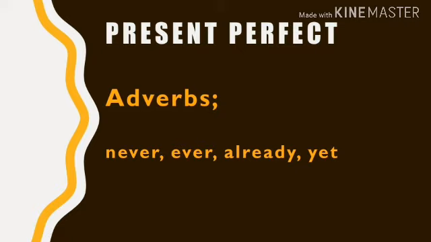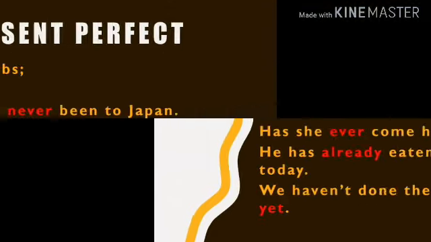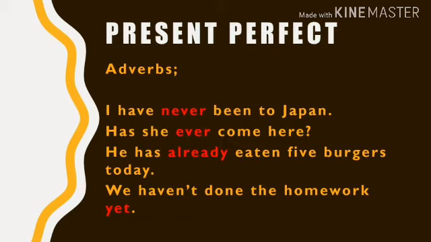The next is adverbs. These adverbs are often used for present perfect sentences. They are never, ever, already, and yet. The examples: I have never been to Japan. Has she ever come here? He has already eaten 5 burgers today, and we haven't done the homework yet.